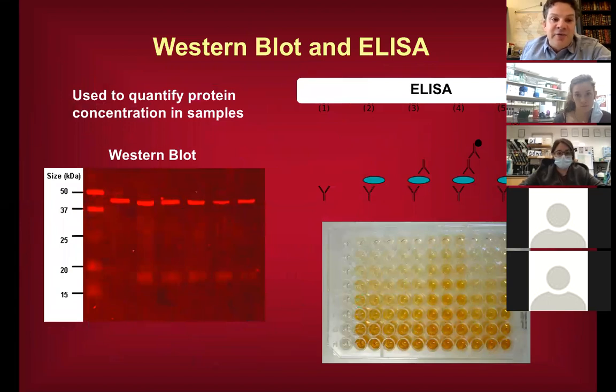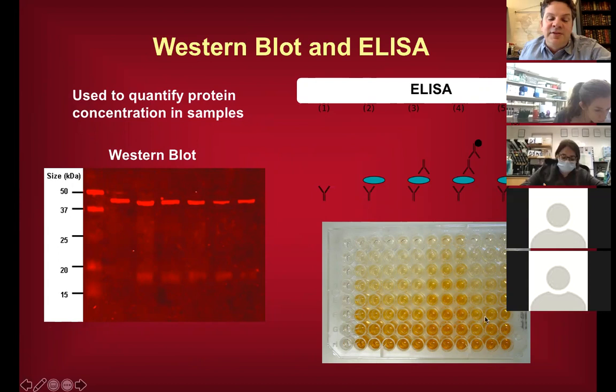ELISA is another example of this, where you're looking for the initial binding, and then this is that example of the linked antibody binding to the Fc portion of the primary antibody. Then you add your activator, and you see a color change. So any of you guys doing ELISAs in lab, this is how it works. And then the more color change you see, the more of that protein is in the sample.